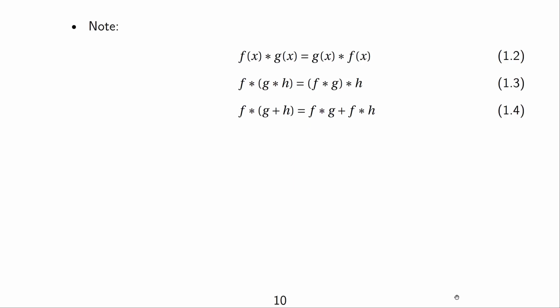So here are some fundamental properties of convolution. First, the order can be switched, so convolution is commutative. So f of x convolved with g of x is the same as g of x convolved with f of x. The order can also be changed, so it's associative. F convolved with the result of g convolved with h is the same as first convolving f with g and then convolving with h.